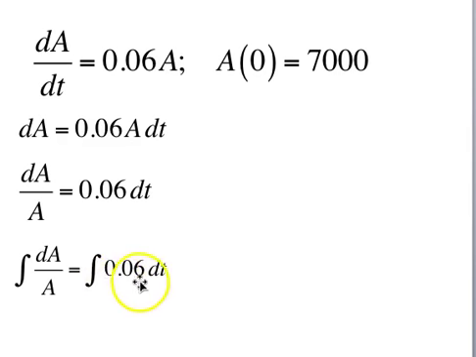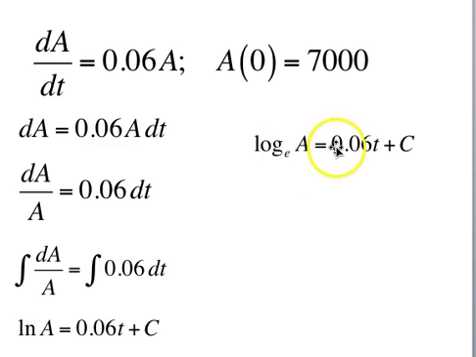Tell me a function whose derivative is 0.06 if your variable of interest is t. The integral of 0.06 will be 0.06t plus c. So left-hand side, natural log of A. Right-hand side, 0.06t plus c. Remember the natural log is log base e. So e to the 0.06t plus c equals A using our rules of logarithms. And same strategy as we did before, that'll be e to the 0.06t times e to the c equals A.